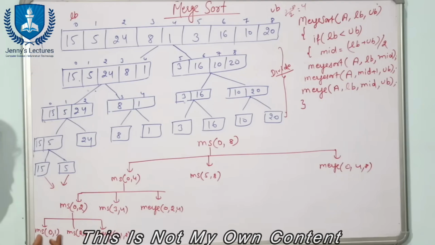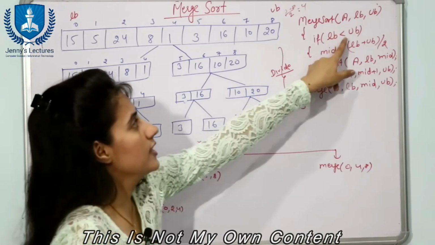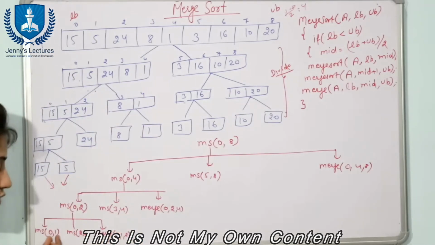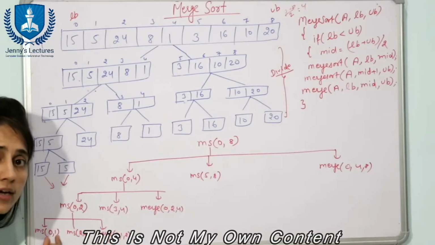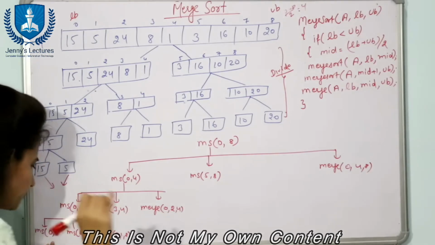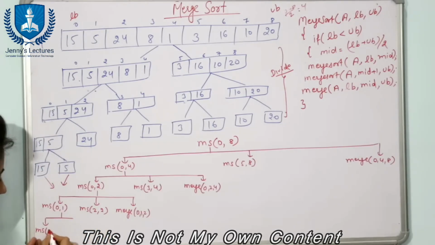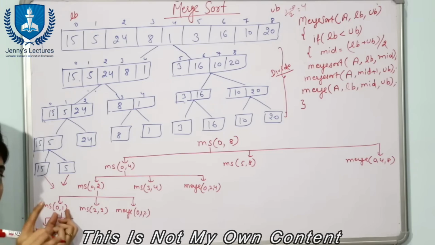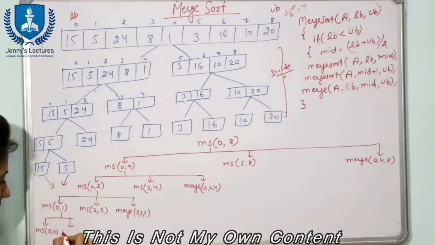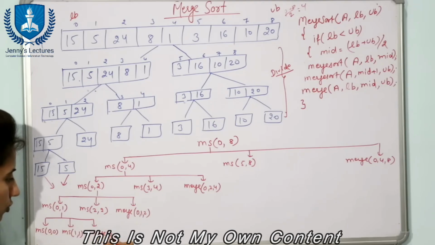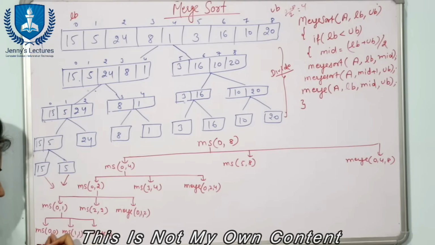Fine. Now here again 0 and 1. 0 is less than 1, yes, calculate midpoint. Midpoint is what? 0 plus 1 divided by 2, that is 1 divided by 2, that is 0. 0 is the midpoint. Fine. So here we call merge sort 0 to 0, because 1 divided by 2 is 0. And then again merge sort 1 to 1. And again we are going to call the merge method: lower bound is 0, mid is also 0 and upper bound is 1. From 0 to 0 and 1 to 1.